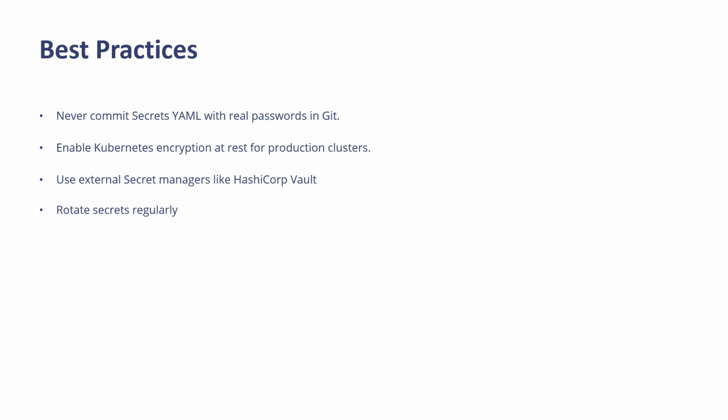So that's how Kubernetes secrets work. Think of them as the secure sibling of config maps. Together, config maps and secrets give you a flexible and secure way to manage configuration in your cluster.